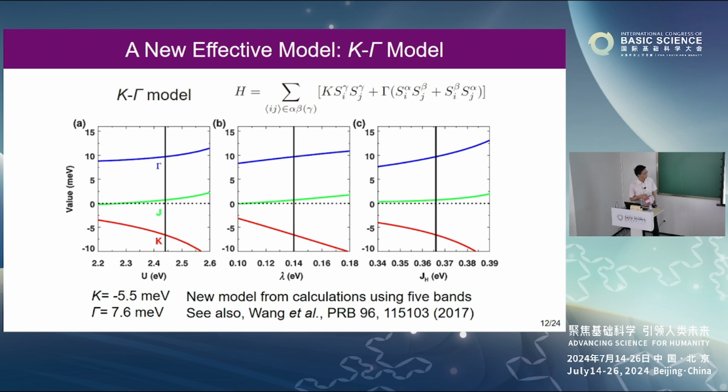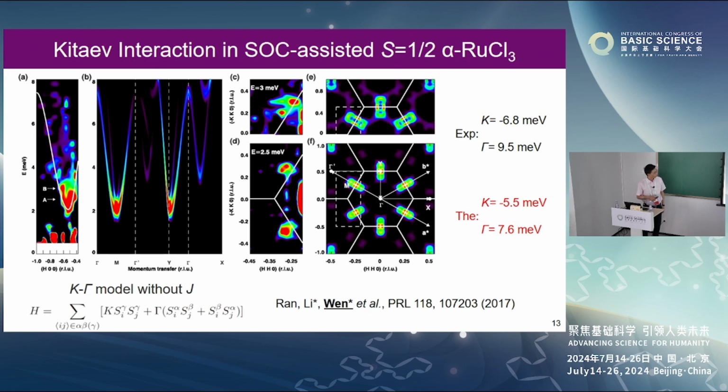K-Gamma model, without J. Then we use this model to describe alpha-ruthenium trichloride. So this is the calculation, and this is the experiment. And again, this is the calculation, and this is the experimental result. And you see that they fit with each other pretty well.